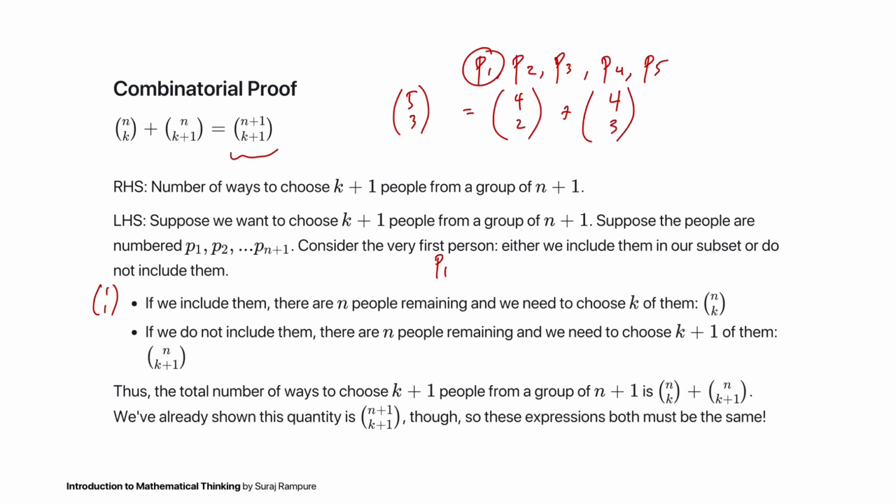Right? So that's exactly what this combinatorial proof is saying. We have these two cases, either this first person is included in our subset or not included in our subset. Right? And if we include them, we only have to multiply by 1 choose 1, which is why you don't see these 1 choose 1 and 1 choose 0 terms written there. Right? So therefore, the total number of ways to choose k plus 1 people from a group of n plus 1 is n choose k plus n choose k plus 1. Right? So that's what we've shown the left-hand side is. And we've already shown the right-hand side also counts the same thing. So these expressions have to be the same.